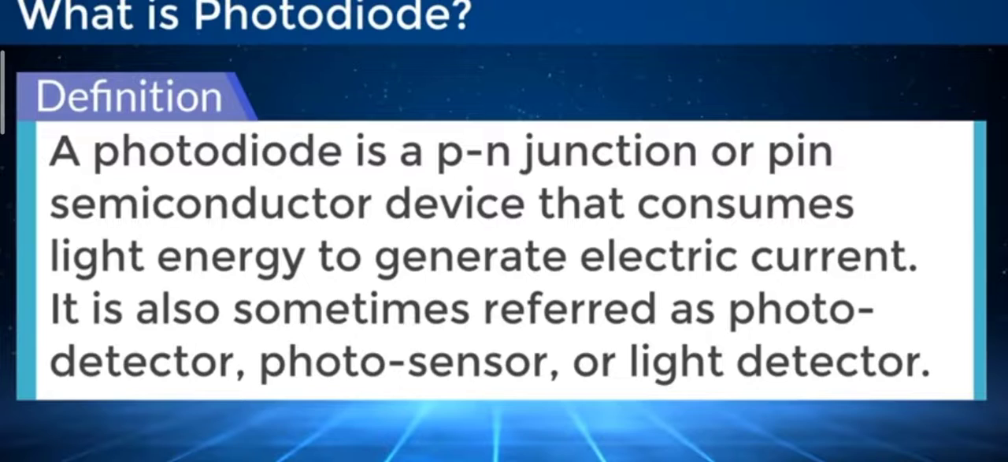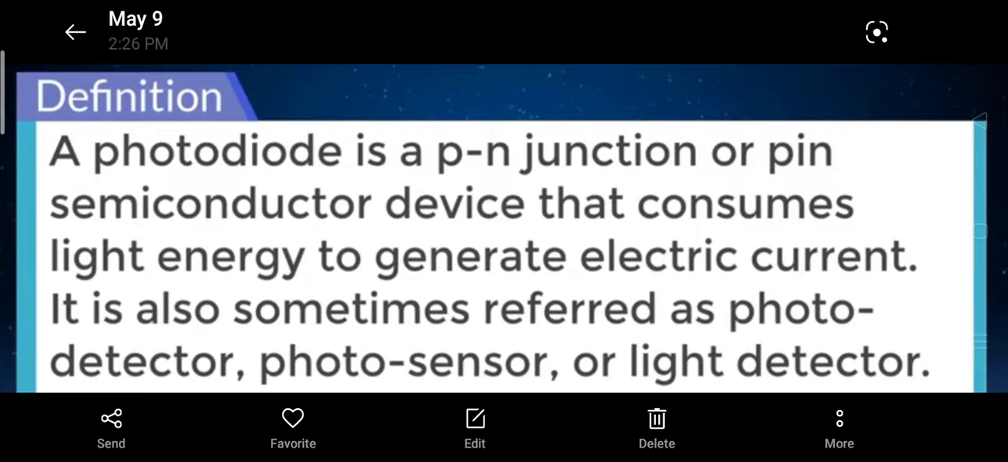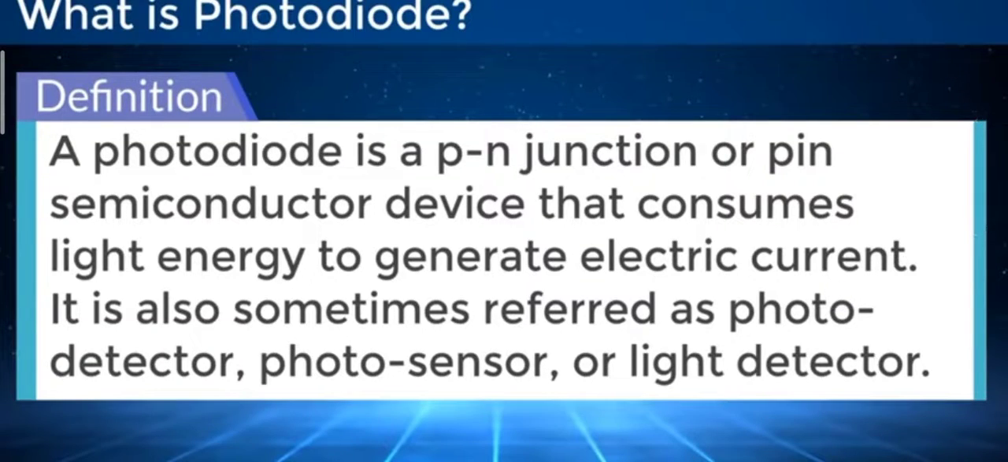This photodiode operates in the reverse biased condition. What it does is consume light energy and convert it into electrical energy. So a photodiode is simply a p-n junction semiconductor device that consumes light energy to generate electric current. It is also sometimes referred to as a photodetector or photosensor.